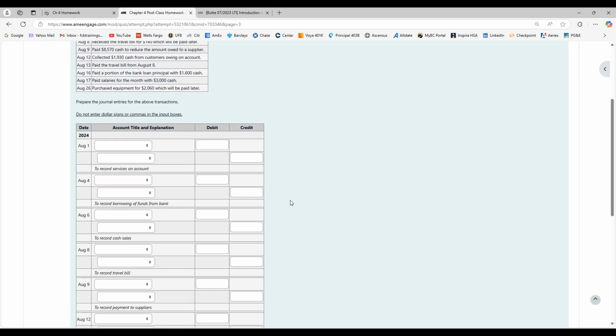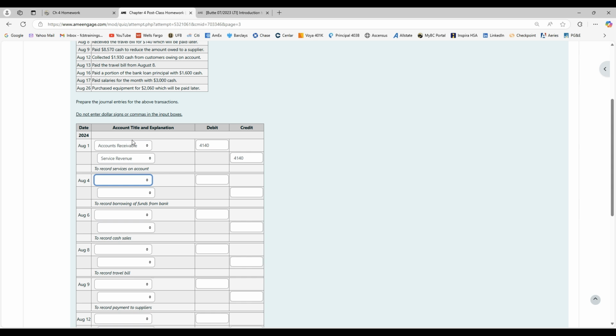So on August 1st, we provided services to a customer on account. So remember, the fact that we're saying on account means that we're going to receive the cash later. So we have accounts receivable. Then we have service revenue as an offset to account for the fact that we performed the services, we are owed that money now, we've earned that revenue in this period, we just haven't received the cash yet.